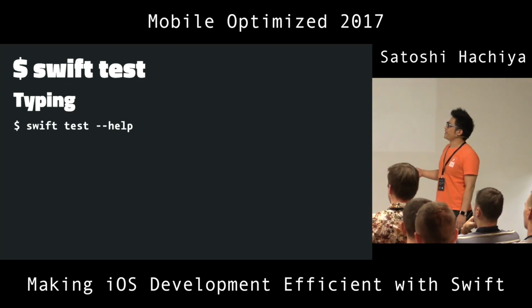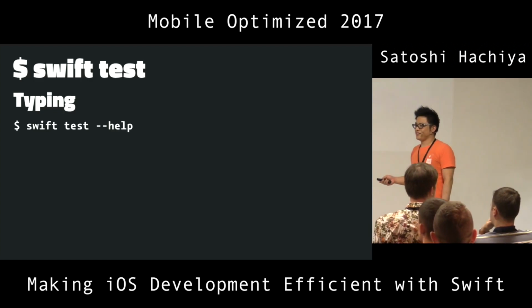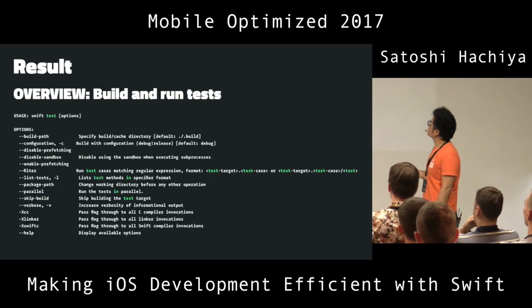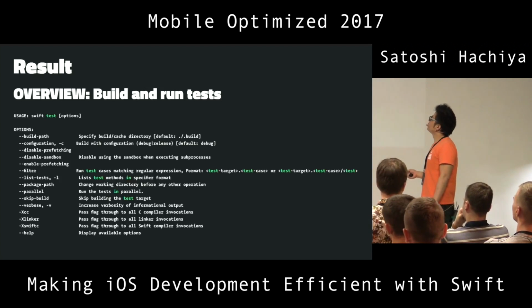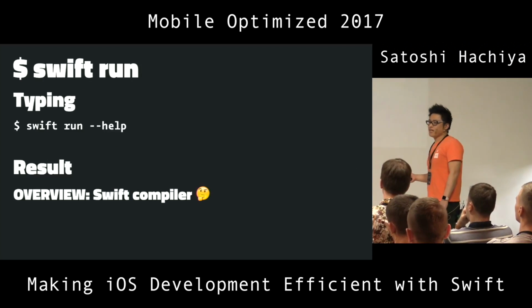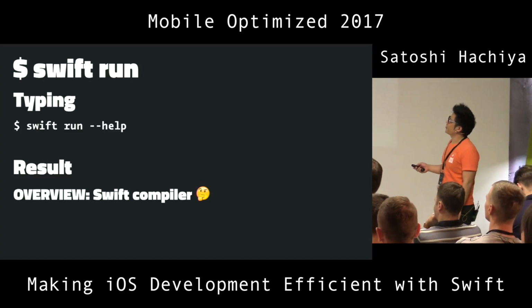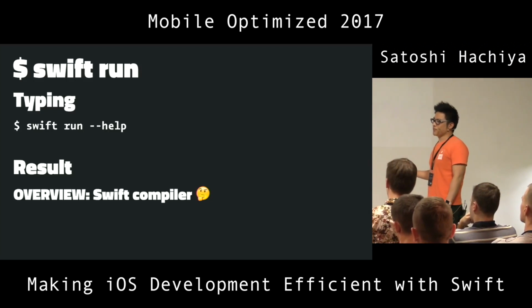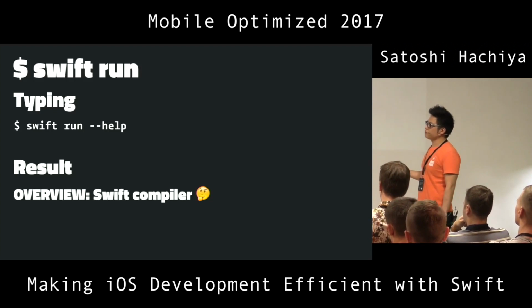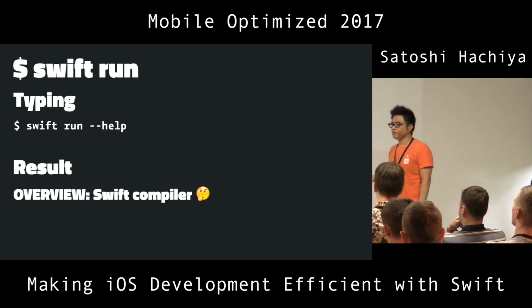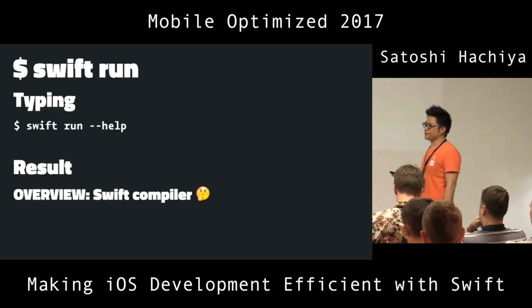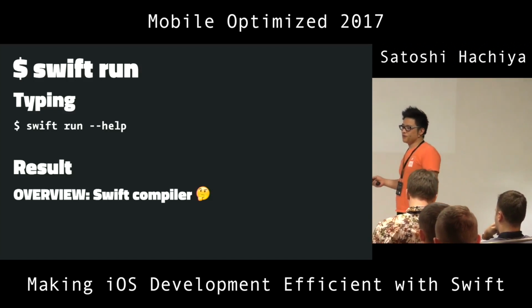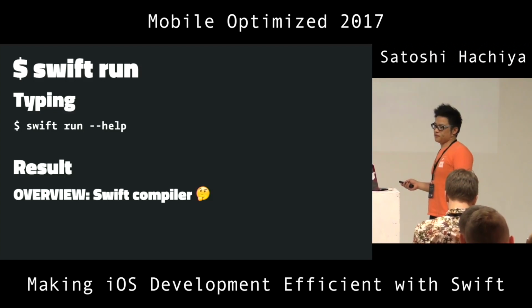Typing swift package --help, we can see the overview of the Swift package command. And typing swift build --help, we can see the overview of the Swift build command. Next, typing swift test --help, we can see the overview of the Swift test command.